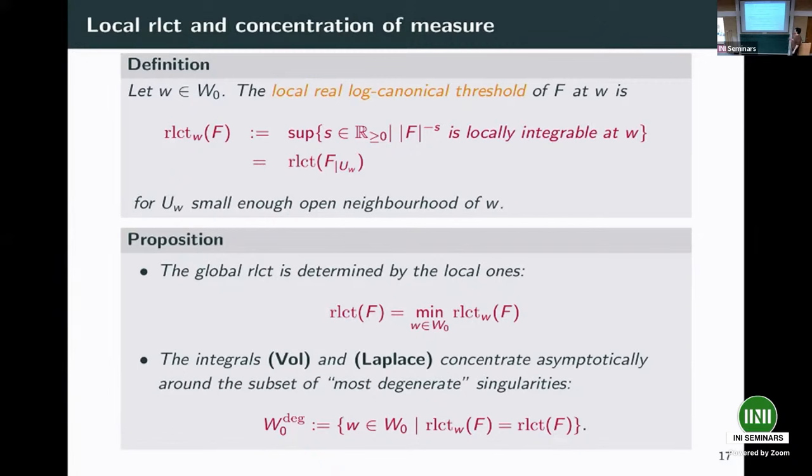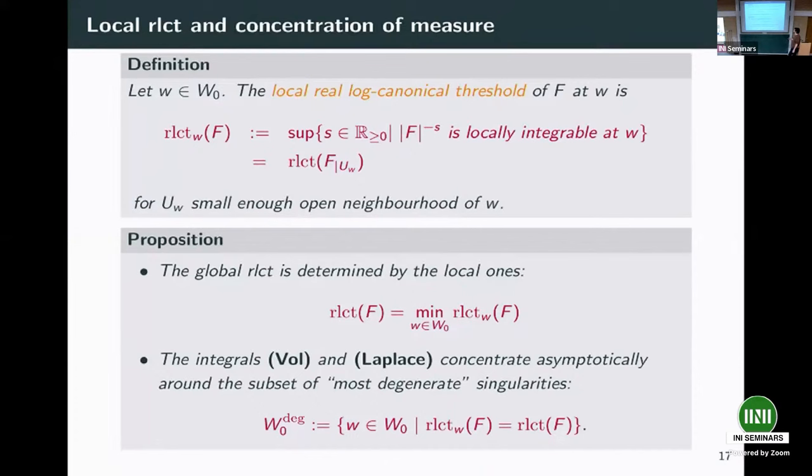This quantity is actually local, in the sense that at any point w0, you can define the local real log-canonical threshold. It's defined in the same way: you assume that the function is locally integrable at w0, and you can also see it as the real log-canonical threshold of f restricted to some small enough open neighborhood of w0.